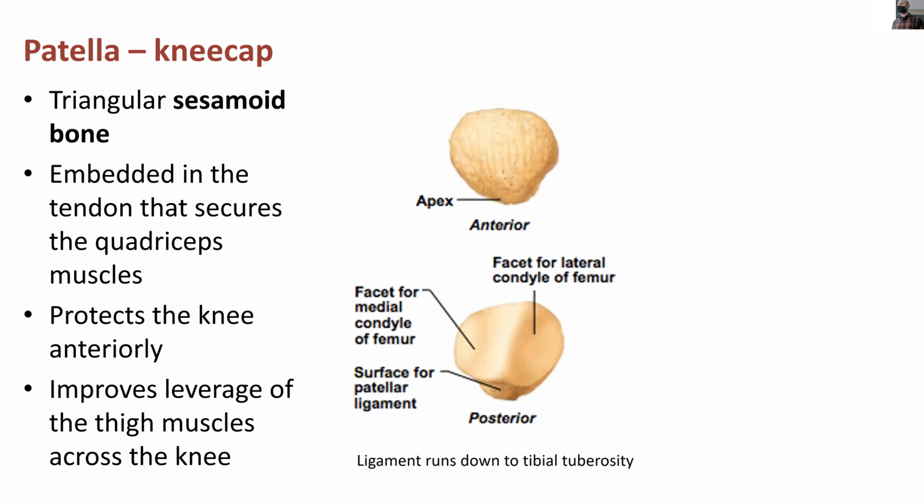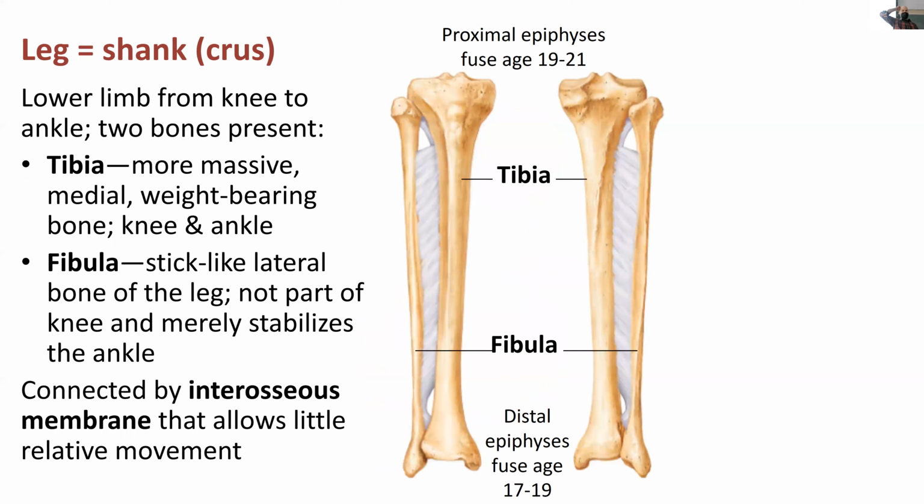You can feel your patella very easily in your knee. It's commonly called your kneecap. All right, let's move down and talk about the zygopodium, also known as the leg, also known as the shank, also known as the crus. This is your lower limb from your knee to the ankle, and it's composed of two bones.